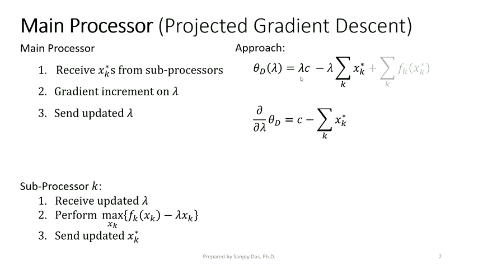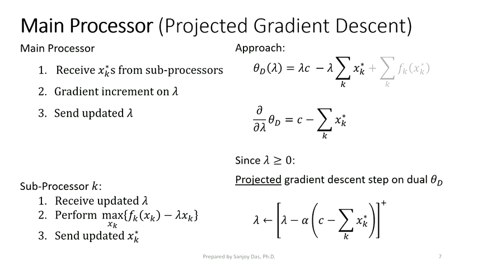So take the derivative with respect to lambda. So this is what we get. Partial theta d over partial lambda equals c minus the summation of xk star. Okay, and now since lambda must be greater than or equal to 0, we have to apply projected gradient descent. And in this case, projected gradient descent is super simple. All we have to do is threshold it so that it's never negative. That's what this plus sign does. It takes the argument. If the argument is negative, it returns a 0. Otherwise, it returns the argument itself.